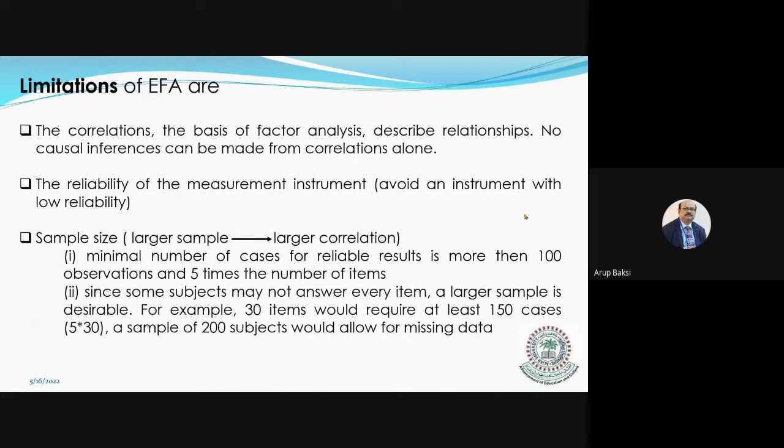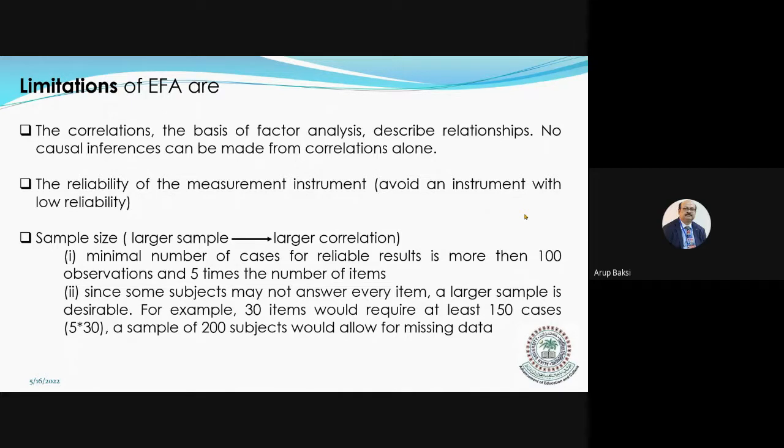Now, since some subjects may not answer every item, a larger sample is desirable. Although there is a technique of imputation of missing data, and with the help of the SPSS package you will be able to impute the missing data, it is not very scientific, because it creates a mean and then replaces the unresponded spot with that mean value. So to be on the safer side, you should have a decent buffer, so that all those responses with missing values can be discarded in the very first place.